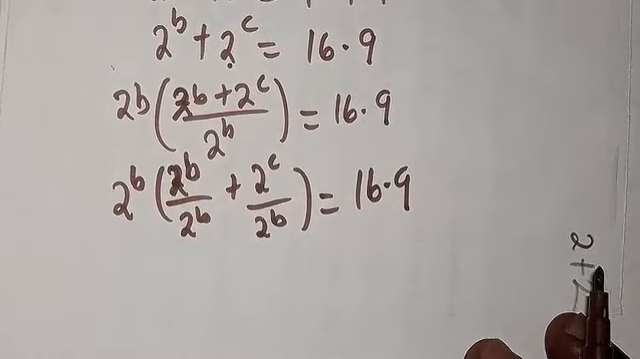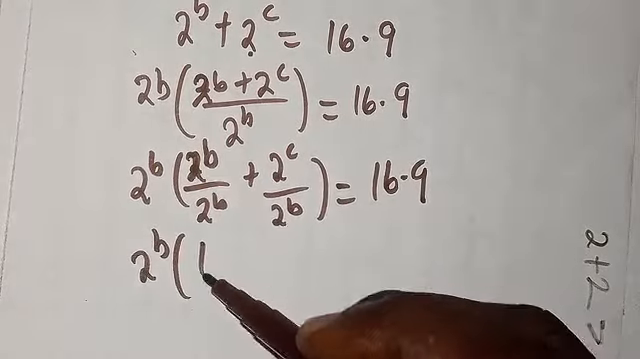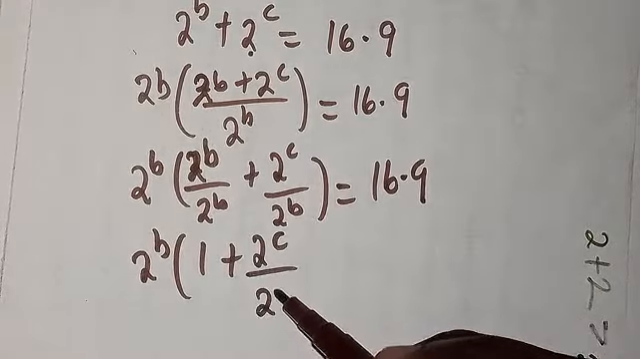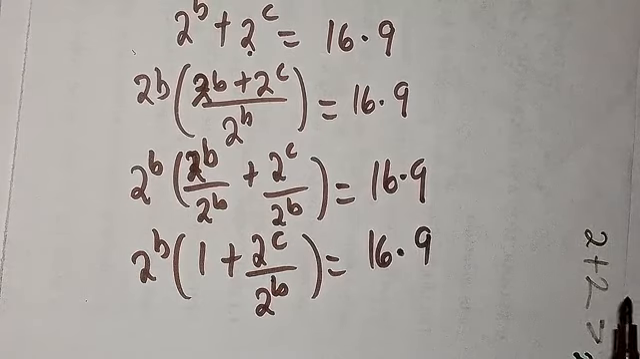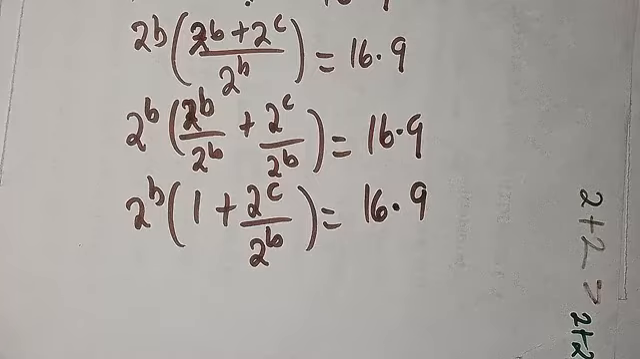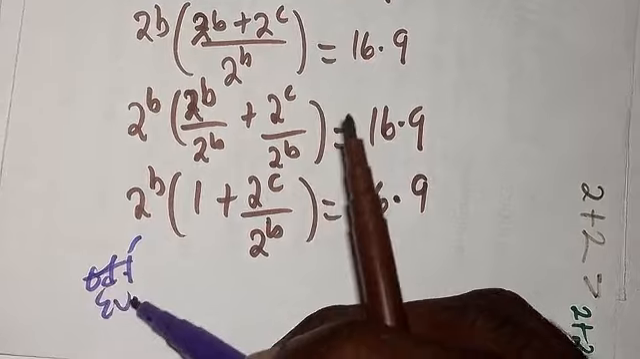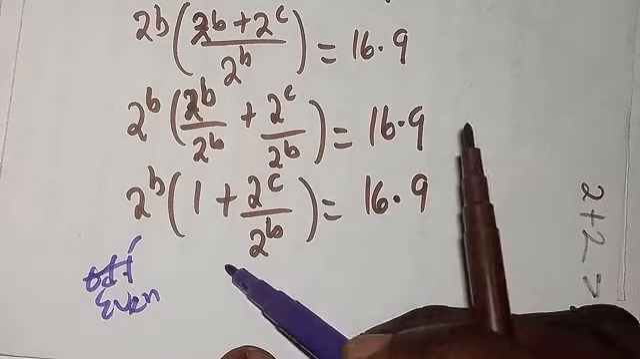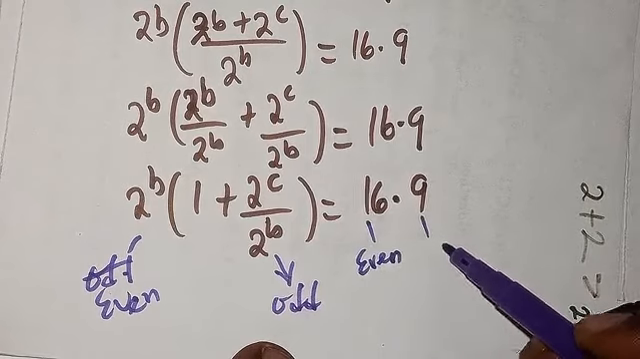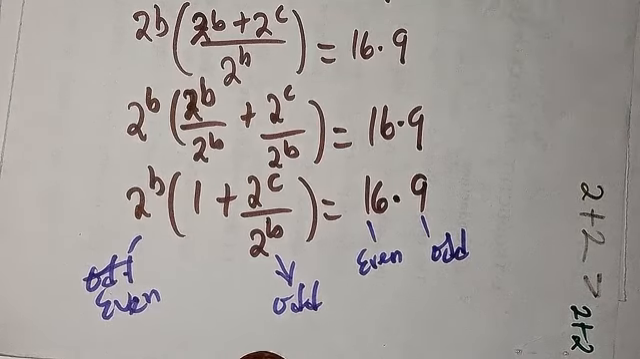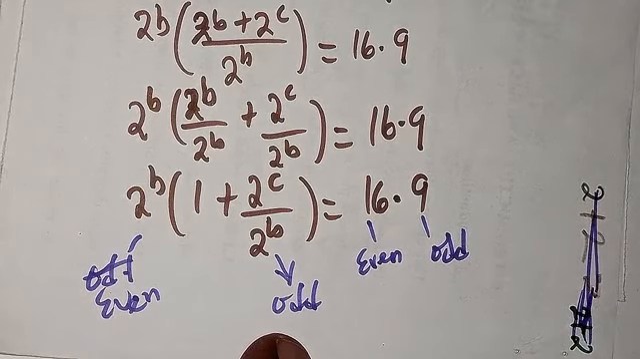So now from there, we have what? We have 2^b into bracket 2^b divided by 2^b, we have 1 plus 2 to the power c over 2 to the power b, then equals 16 times 9, that is 16 multiplied by 9. So now from here, we can see that this is even, right? Everything here is odd. This is even, this is what? Odd, right? So we are going to compare that.